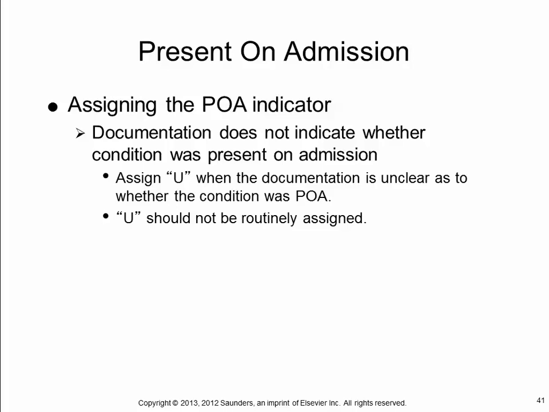What if your documentation doesn't indicate whether the condition was present? Then you give it a U. You should not use U on a regular basis. You need to try to figure out Y or N. That is a red flag for CMS, and they will start looking at your records. Okay?